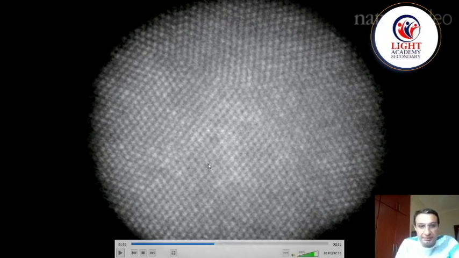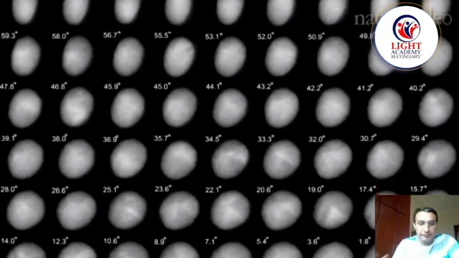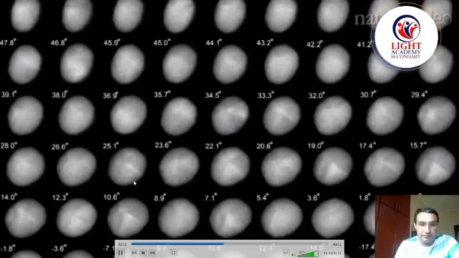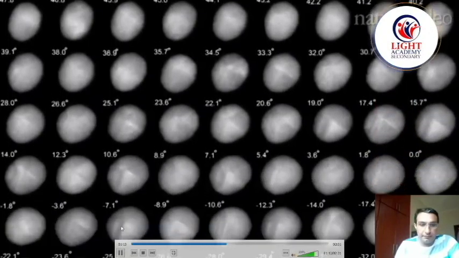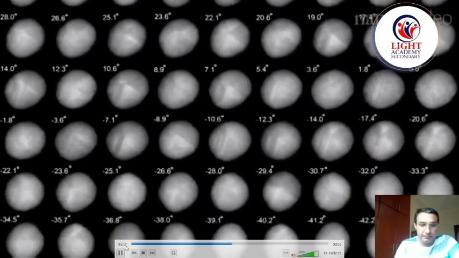It's really incredible, amazing. But researchers didn't stop at a two-dimensional picture. By imaging over 100 slices of the nanoparticle at different angles, then removing the noise with a special filter, they were able to map the location of almost every atom.